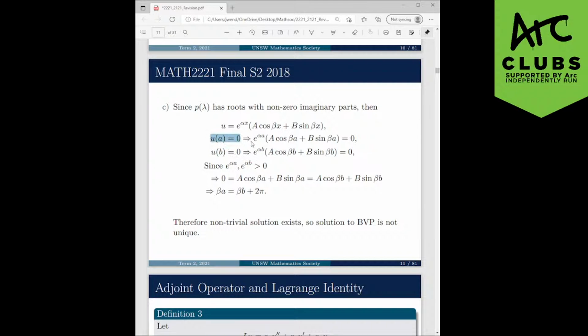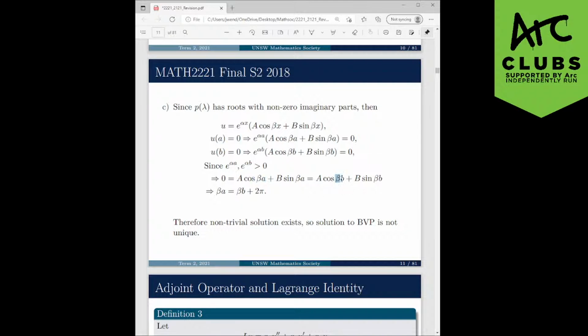So subbing in x is A and x is B again for your boundary operators. Since you know both of the exponentials are positive, it must be the second factor over here that's equal to 0. So go ahead and equate both of those factors. And of course, just equating off those cosines and sines, you should be able to see beta A is equal to beta B plus 2 pi.